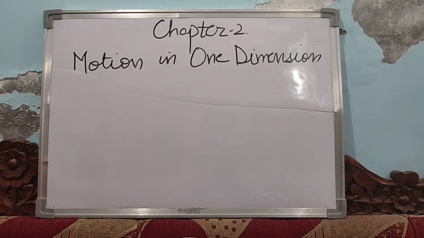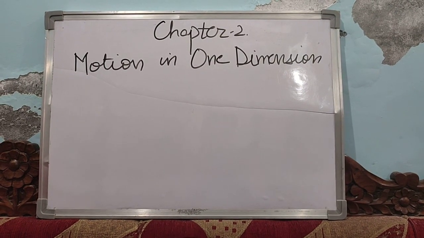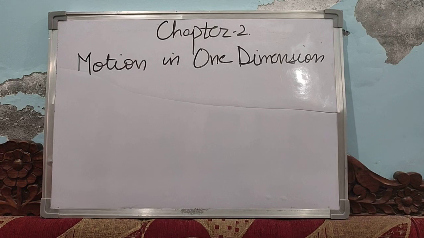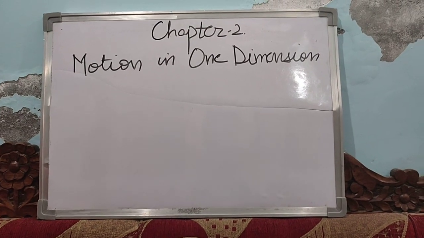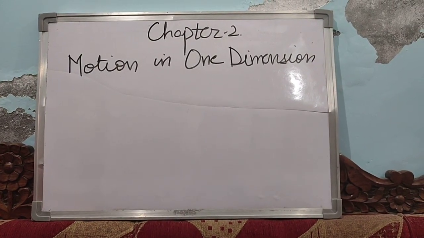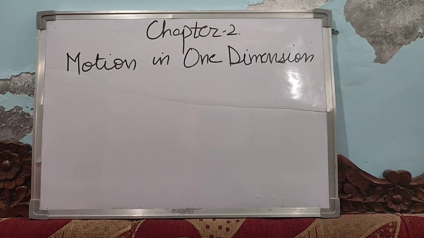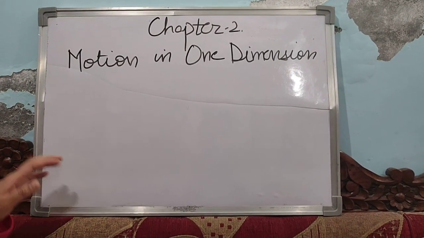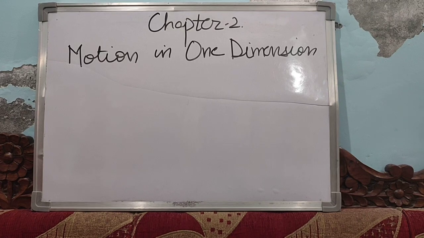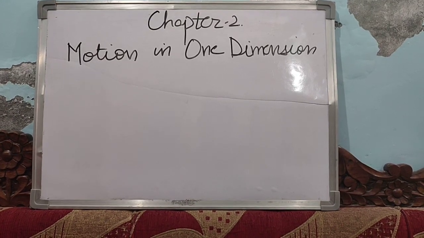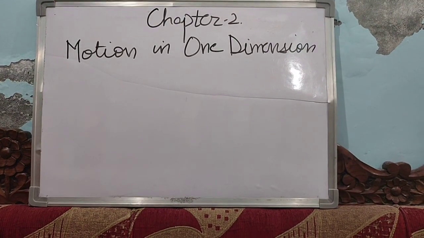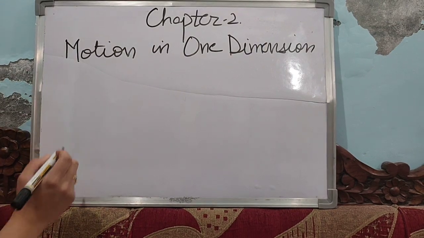Good afternoon, students. Today we are going to study chapter 2, that is motion in one dimension. Now what do you mean by motion in one dimension? When a body is moving in one dimension, or you can say in straight path, then its motion is called one dimensional motion. It is also called motion in straight line or rectilinear motion.